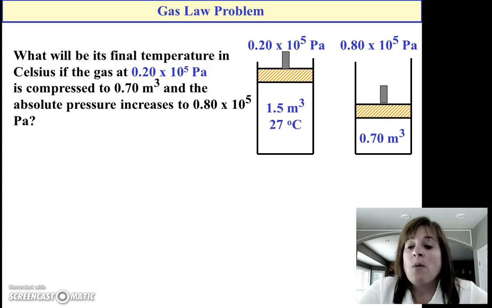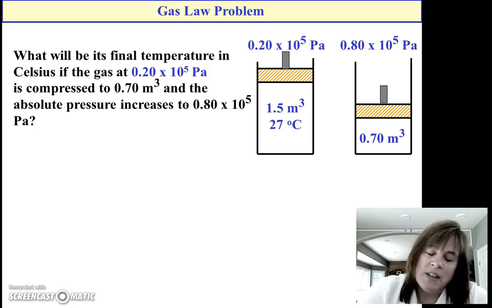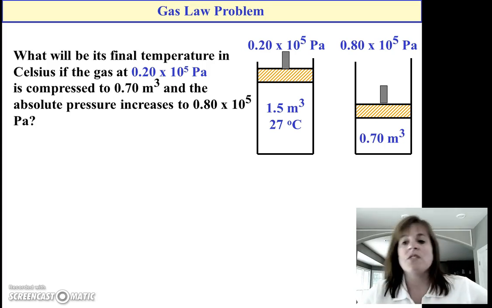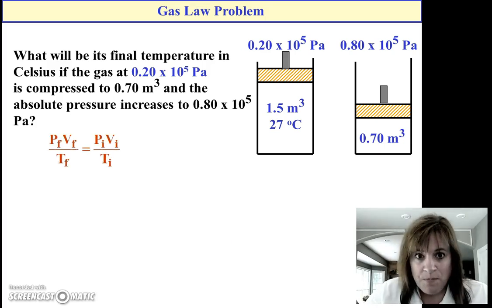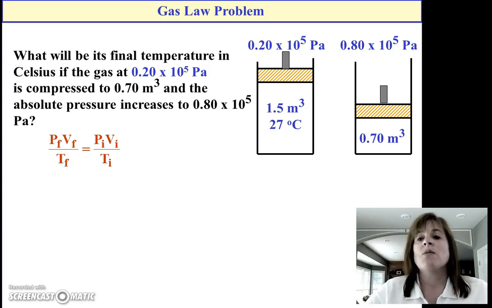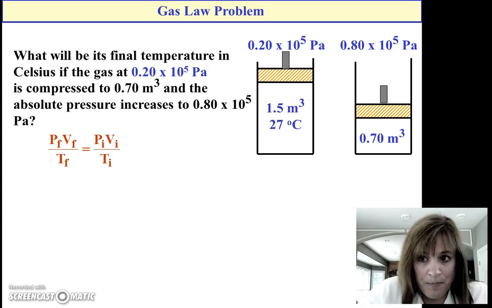Now, I want the temperature in Celsius, but you cannot work in Celsius when you do this problem. So make sure you convert to Kelvin first. Pause the video, see if you get it right. Well, in this problem, we can just use the combined gas law, right? Pressure times volume over temperature in one condition has to equal pressure times volume over temperature at the other condition. Again, you have to work in Kelvin, so make sure that you add 273 to that 27 degrees before you do your math, or you're not going to get this right.